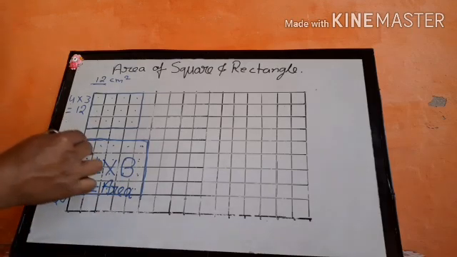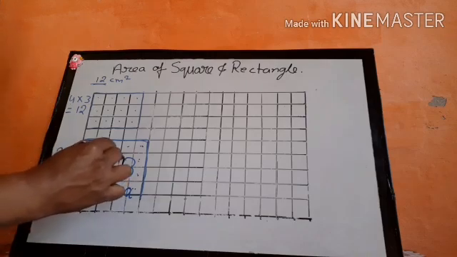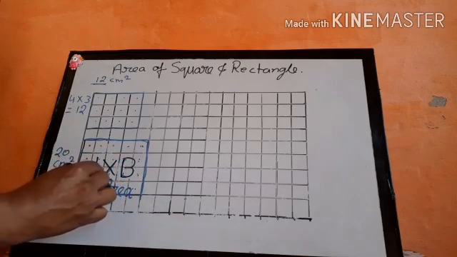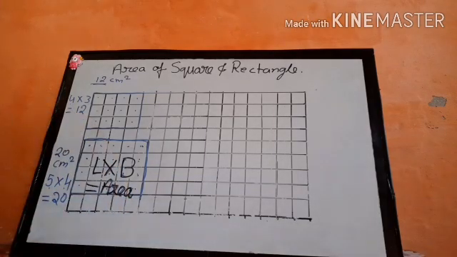I'm going to darken it. Length into width is equal to the area of the rectangle.